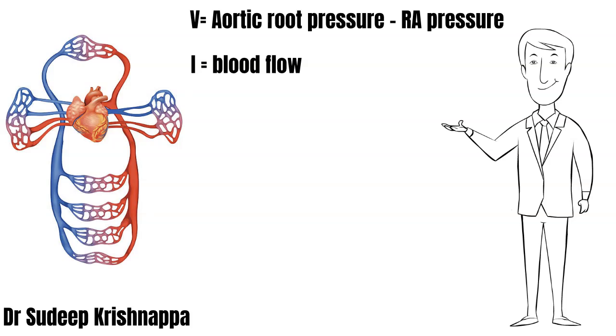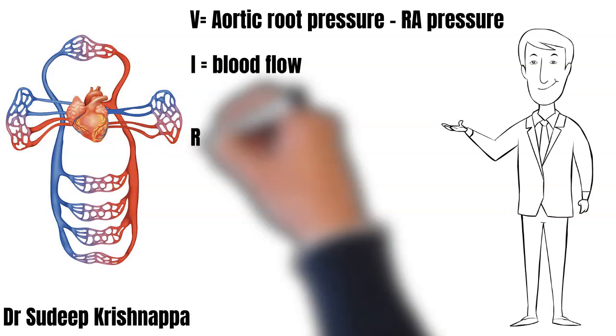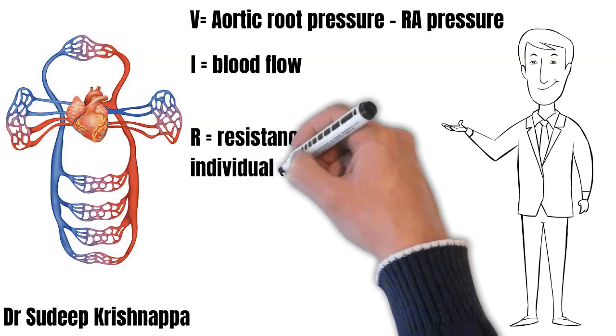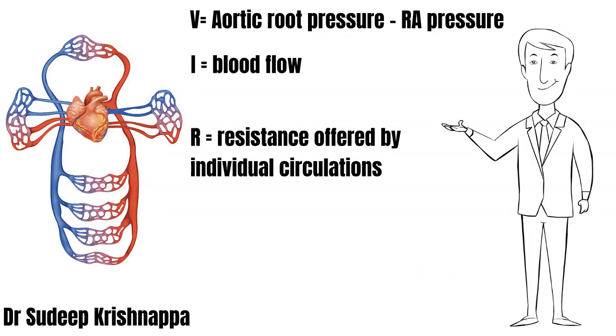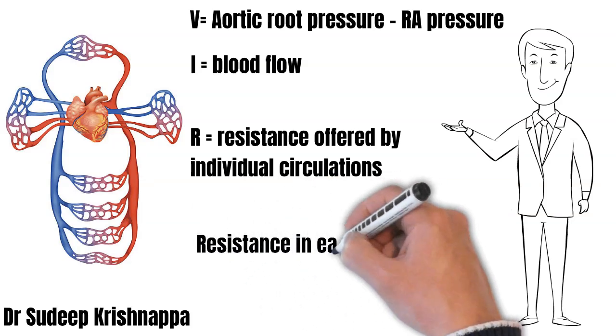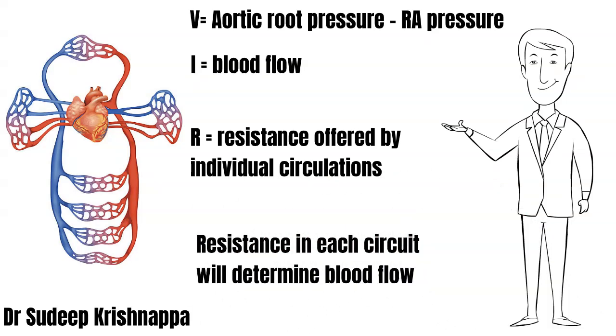As we note, the flow of blood through individual circulations or the capillary systems encounters a certain resistance to its flow. This represents the resistance offered by individual organ systems. Now, as we noted in a parallel circuit, the resistance offered by each circuit will determine the amount of blood flowing through that circuit. It is important to understand this.